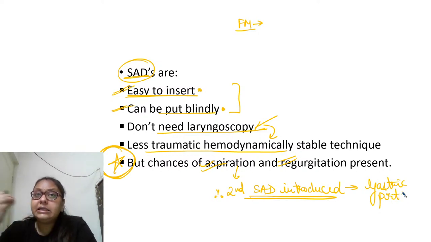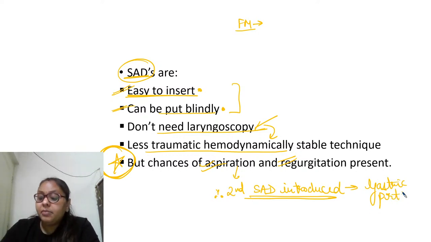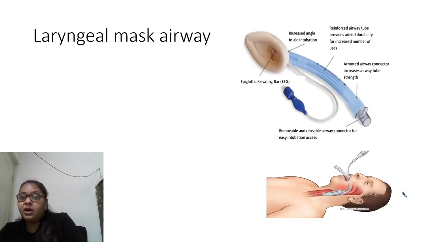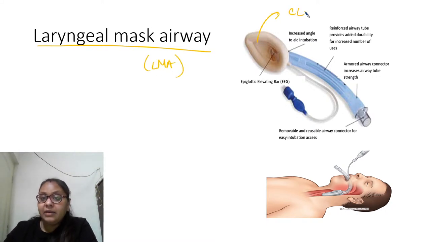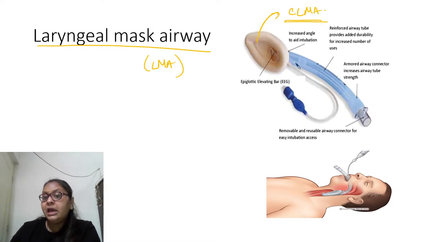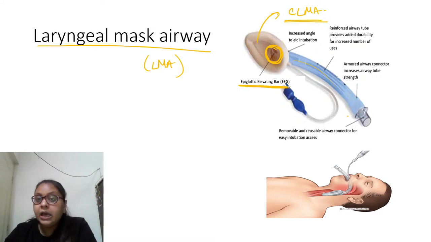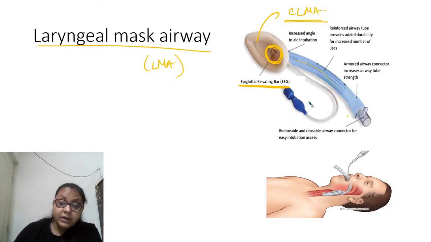which have a gastric port, from where all the gastric secretions come out. So this is a simple laryngeal mask airway, the LMA. Remember, this is a classic LMA. What are the parts? There is an airway tube, a hypopharyngeal device, which is the inflatable cuff. Remember, these apertures can be asked. These apertures are the epiglottic elevating bar.